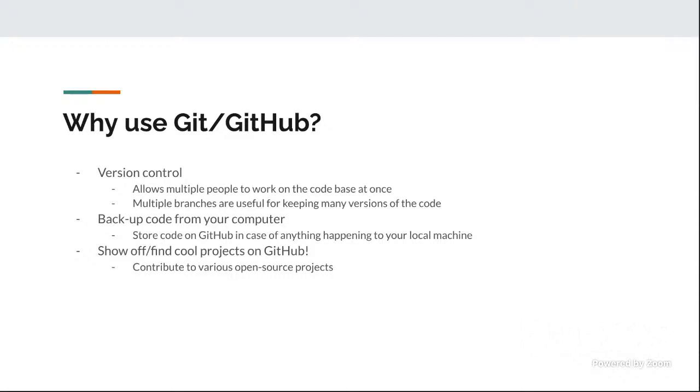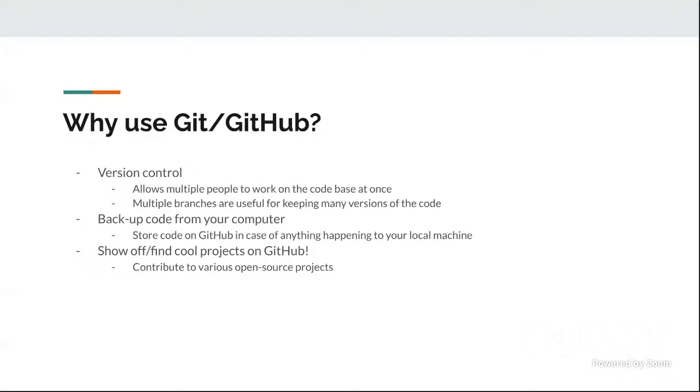It's a form of version control and allows multiple people to work on a different code base or the same code base at once, but with different versions. You can achieve this by using multiple branches, which we'll talk about at a later time. And it's an easy way to back up code from your computer. So you can store code on GitHub in case anything happens to your local machine. There's a copy on GitHub that is up to date.